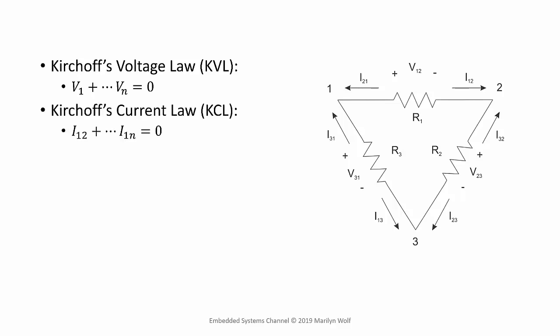Complementary law is Kirchhoff's current law, which says that the sum of all of the currents into a given node is equal to 0. Once again, we have to define the directions, but we have 3 nodes in this circuit, 1, 2, 3. The currents that go into each of those nodes sum up to 0. Kirchhoff's voltage and current laws follow from conservation of matter and energy.